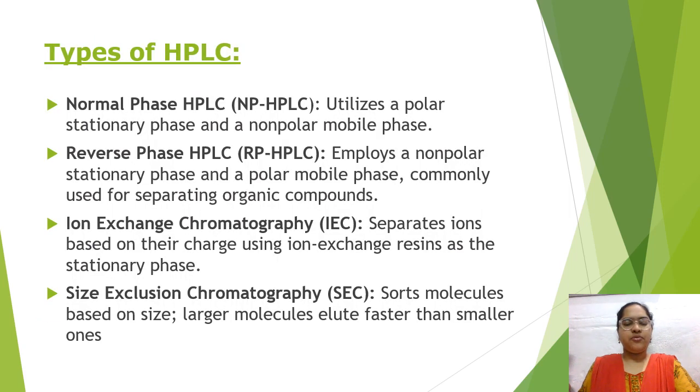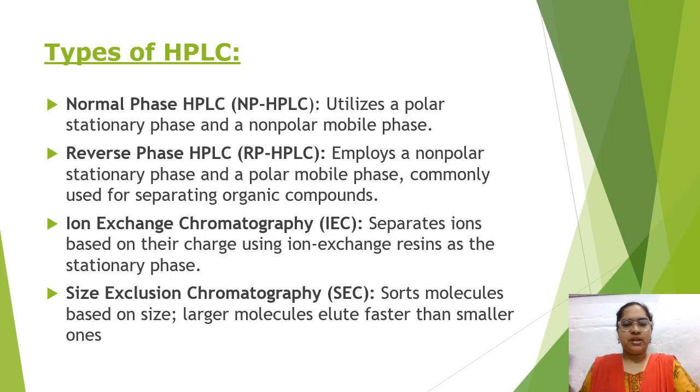Next, types of HPLC. Normal phase HPLC utilizes a polar stationary phase and a non-polar mobile phase. Reverse phase HPLC employs a non-polar stationary phase and a polar mobile phase, commonly used for separating organic compounds. Ion exchange chromatography separates ions based on their charge using ion exchange resins as the stationary phase. Size exclusion chromatography sorts molecules based on size. Larger molecules elute faster than smaller ones.